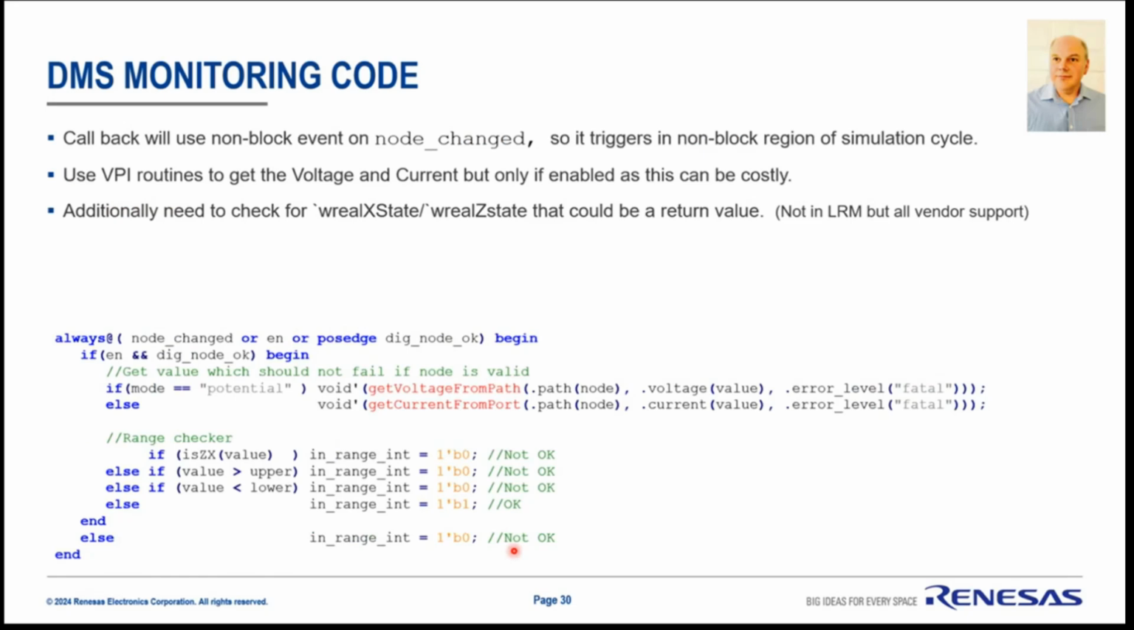So in the DMS monitor, we had the event, the node changed. Here I've expanded it, some other things. And then if node change triggers, we could then say is the mode potential or current. And these are some other VPI routines I've got that will take in the path and then return a value. And just like before, I can do the range checking on it. In this case, these are discrete variables anyway, so the wrapper layer can just probe these directly.